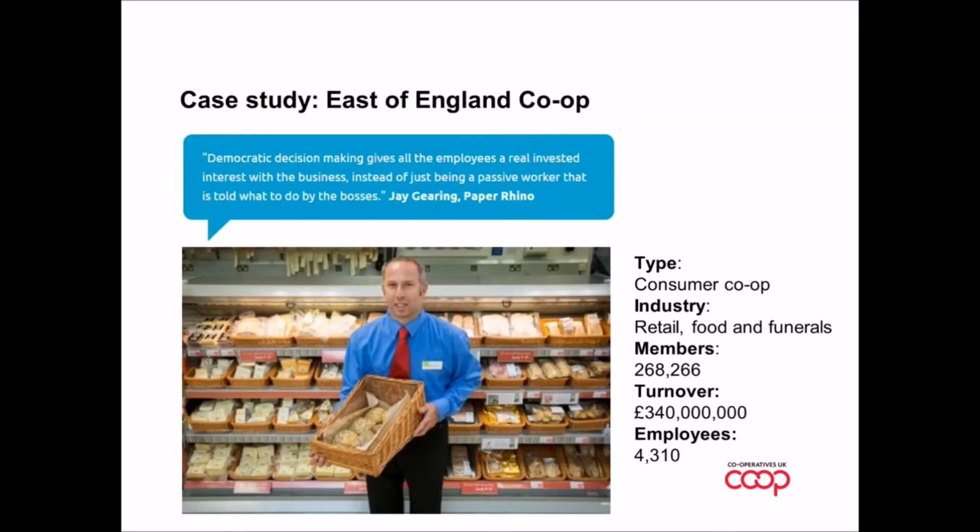The second one is East of England Cooperative, which is a consumer type co-op. Its main industry is retail, food and funerals. It's quite a large membership, 268,000 members and above, and quite a high turnover of 340 million, and also has employees of 4,310. So compared with Bristol Wood Recycling Co-op, it just shows you the size and scale of the cooperative sector and the types of industry that cooperatives operate in.